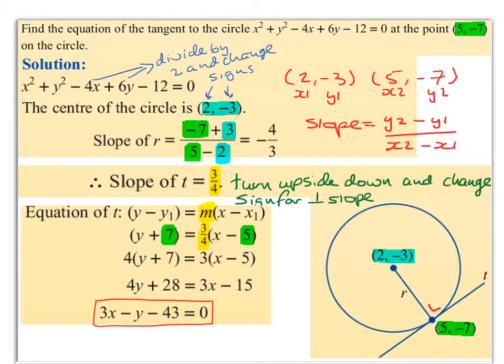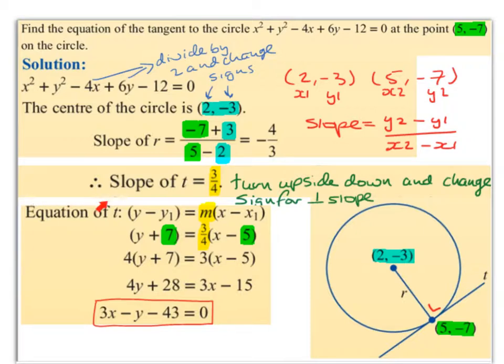Then we want to get the slope of the radius, so we use the centre point. We label it x1, y1, and we use the point given in the question. We label it x2, y2. We substitute into the slope formula, and we get minus 4 over 3. So this is the slope of the radius, the slope of r. Therefore, the slope of t, the tangent, is 3 over 4. We turn it upside down and we change the sign for the perpendicular slope. So 3 over 4 is the slope of the tangent.